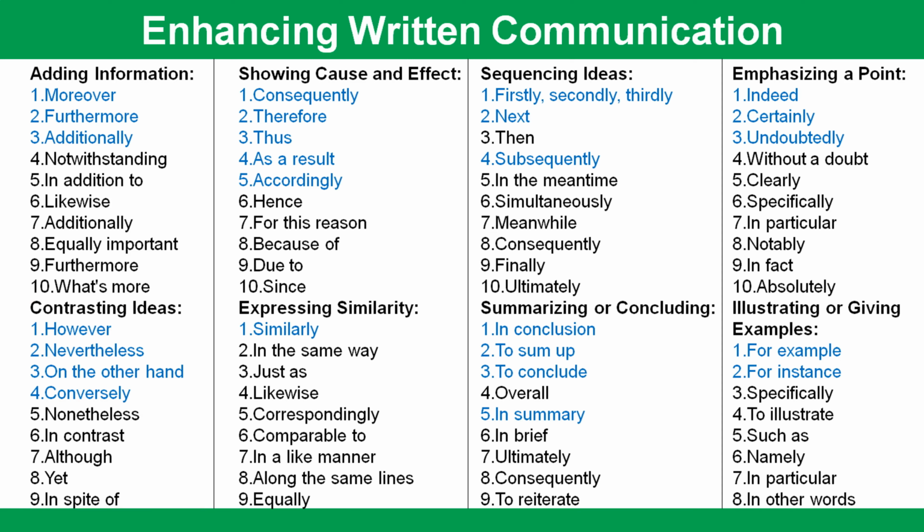Moving on to cause and effect. When you want to show the relationship between actions and their consequences, words like consequently, therefore, and thus can be incredibly useful. For example, you could say, "consequently, the company saw a significant increase in the profits." Or, "therefore, it can be concluded that." These phrases help clarify the logical connections in your writing.